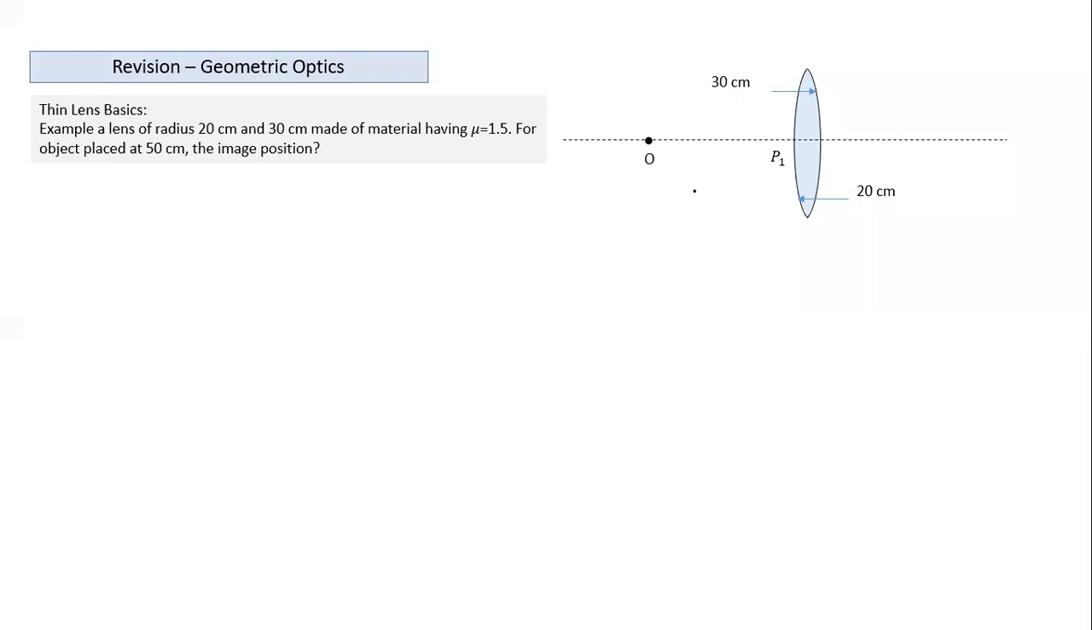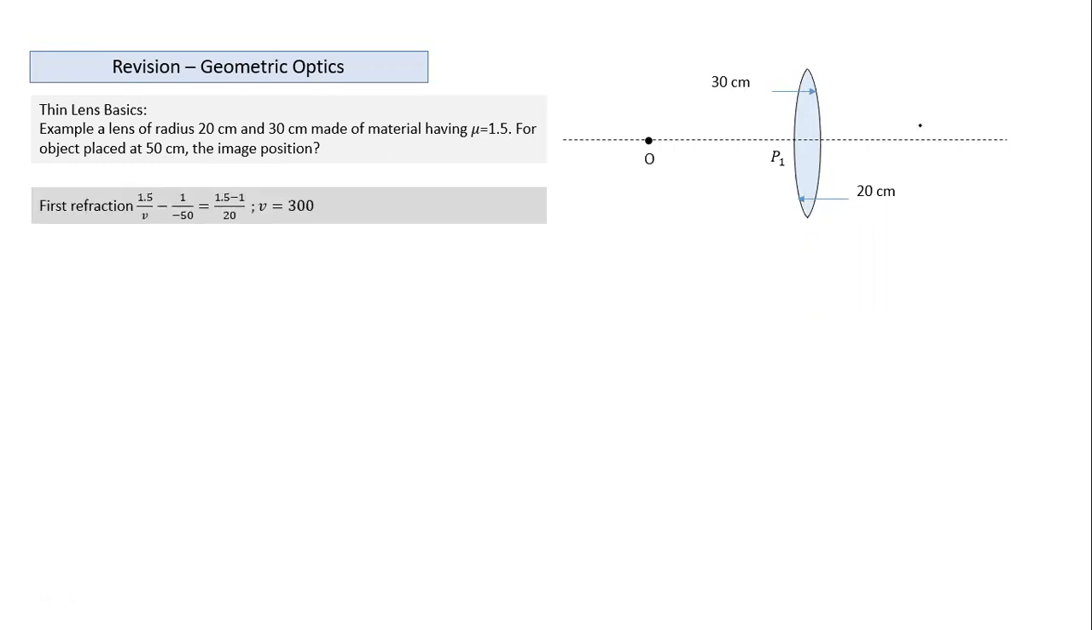Let's take the example. The lens has two refracting surfaces. This one has a radius of 20 centimeter. The other surface has a radius of 30 centimeter and is made of material of refractive index 1.5. Let's take a case where the object is placed at a distance of 50 centimeter. Where would the image form? If we do not know about thin lens, how do we solve using refraction through spherical surface?